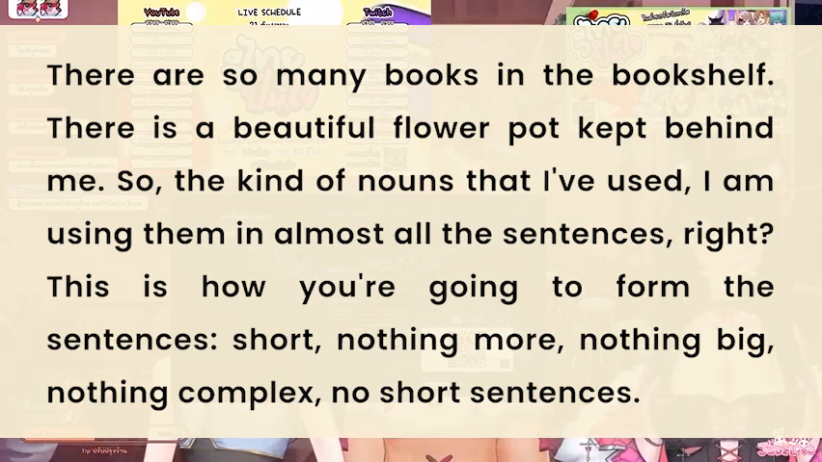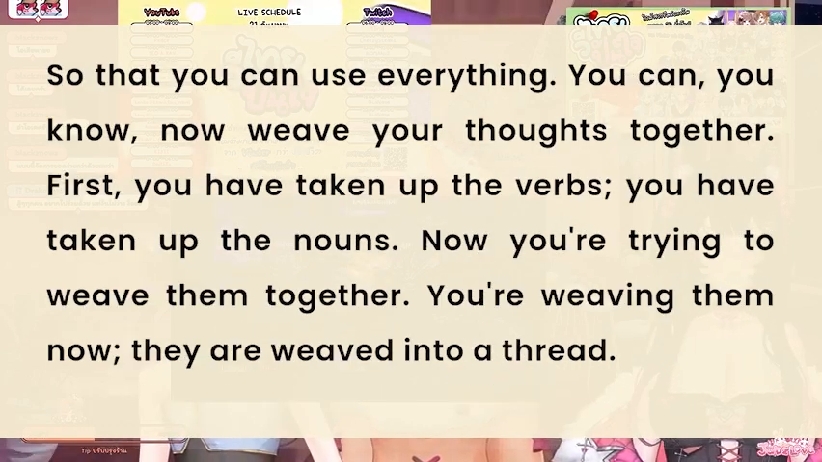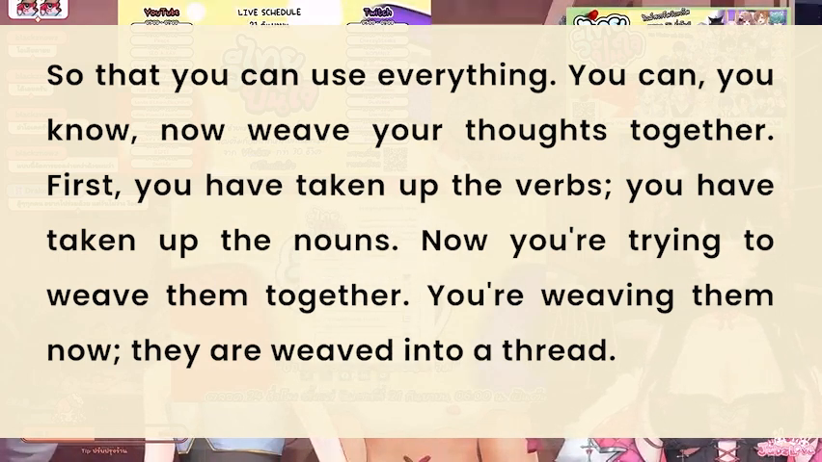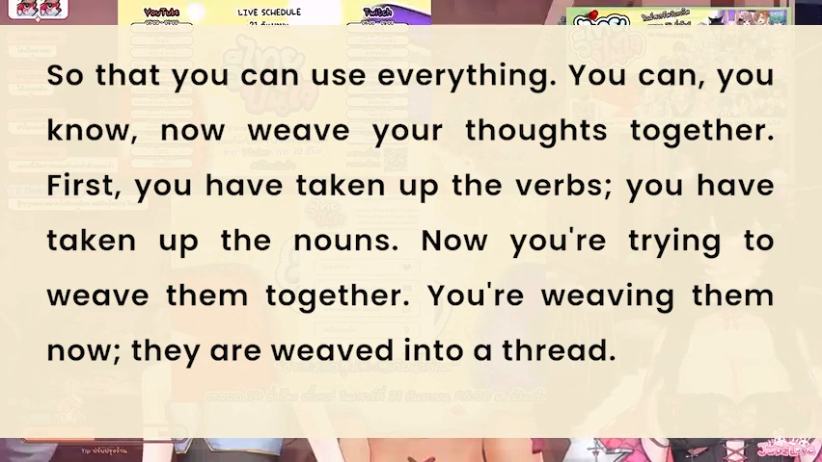So, the kind of nouns that I've used, I am using them in almost all the sentences, right? This is how you're going to form the sentences. Short, nothing big, nothing complex, so that you can use everything. You can now weave your thoughts together. First, you have taken up the verbs. You have taken up the nouns. Now you're trying to weave them together.